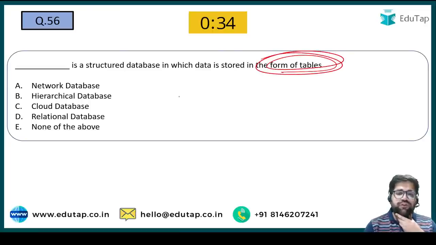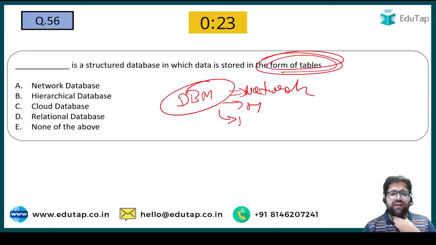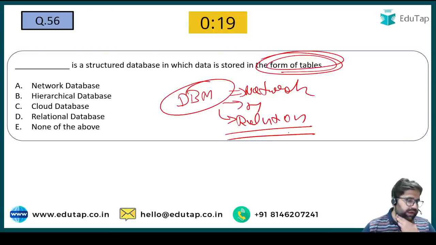Tables. Now, if you see database management, there are three types of database. First is network, then hierarchy, then you have relational. As simple as that. These are three types of database. Yes, relational database.